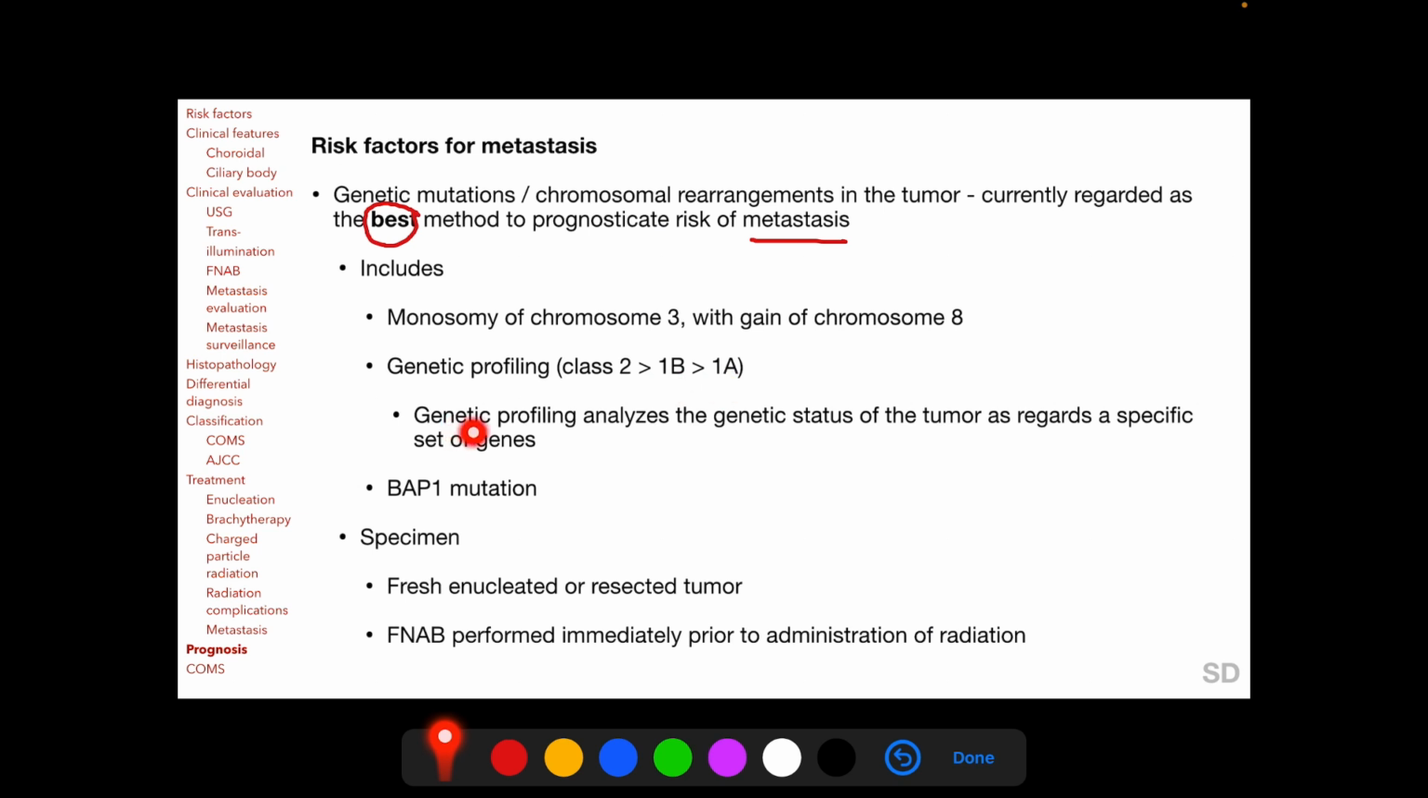Genetic profiling analyzes the genetic status of the tumor as regards a specific set of genes. Mutation of BAP1 gene is regarded as very important in determining the future risk of distant metastasis, and currently mutation of BAP1 gene is included within genetic profiling. Specimen for genetic analysis of choroidal melanoma can be either freshly enucleated or resected tumor or material from fine needle aspiration biopsy performed immediately prior to administration of radiation.